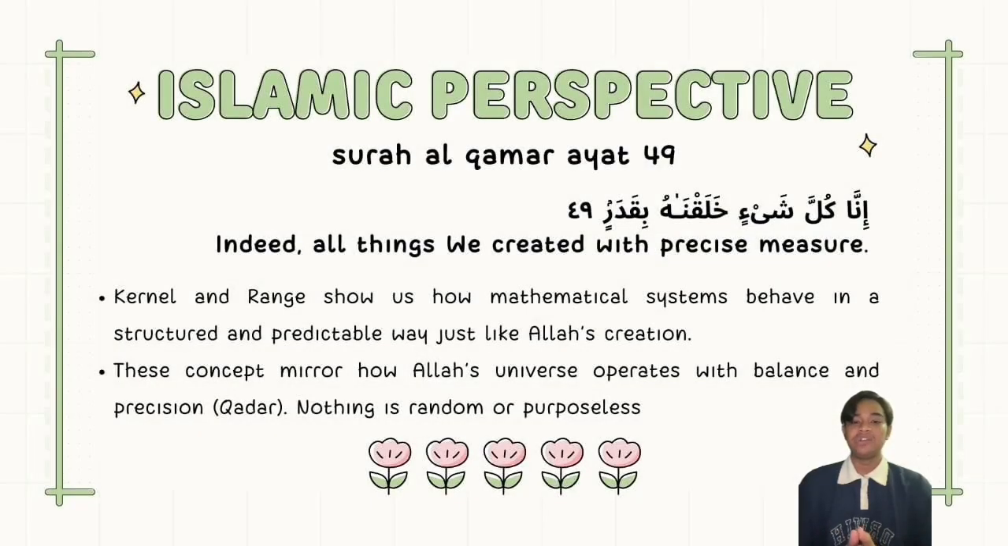Islamic perspective, Surah Al-Qamar ayah 49. A'udhu billahi minasyaitanir rajim. Innahu kulla shay'in khalaqnahu biqadar. Meaning: indeed, all things We created with precise measure. It means that kernel and range show us how mathematical systems behave in a structured and predictable way, just like Allah's creations.